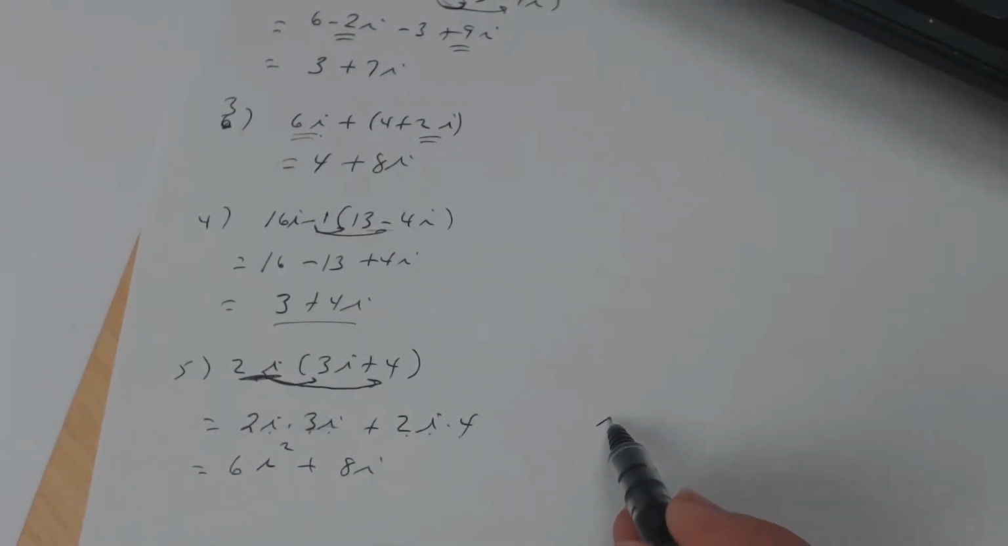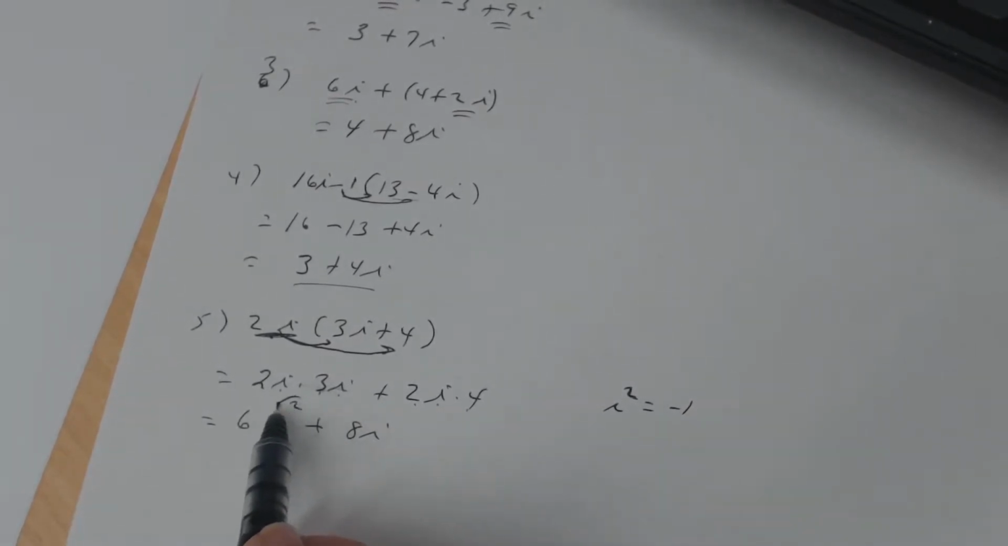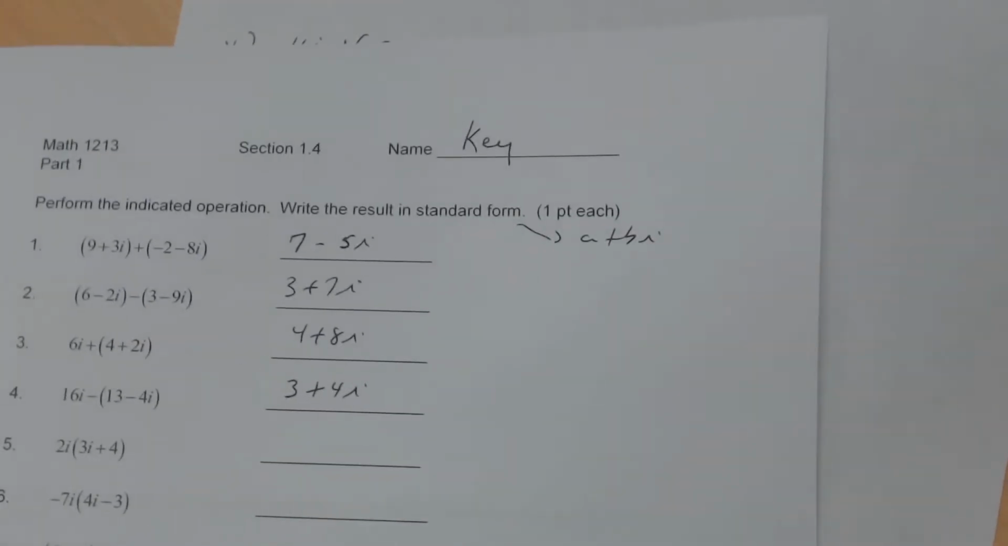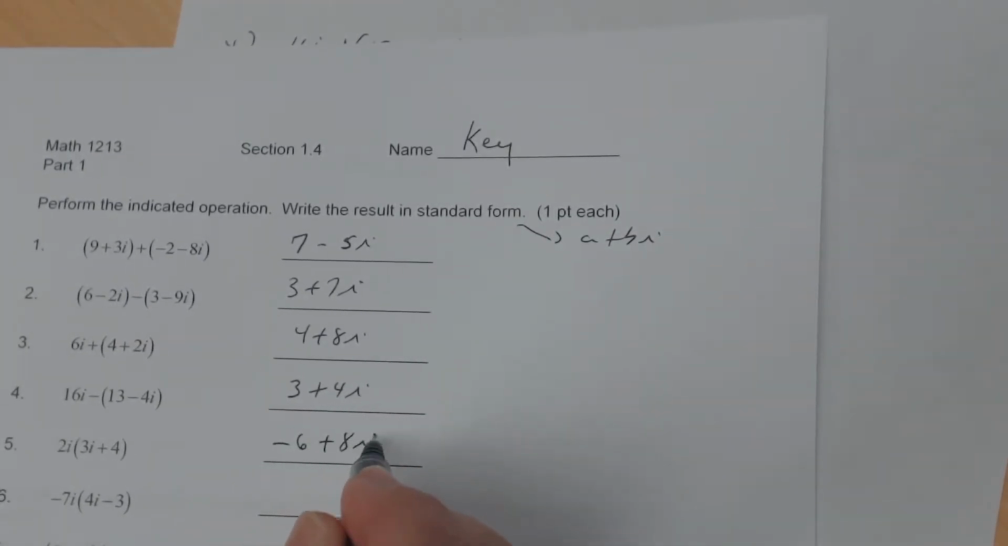Now I have to remember that i squared is equal to a negative 1. You learned why that's true in a previous lesson. So if I get an i squared anywhere around here, I have to remember that that is a negative 1. So this becomes 6 times a negative 1 plus 8i. And 6 times a negative 1 is a negative 6 plus 8i. And so there's your answer. You have it in the form a plus bi. So negative 6 plus 8i.